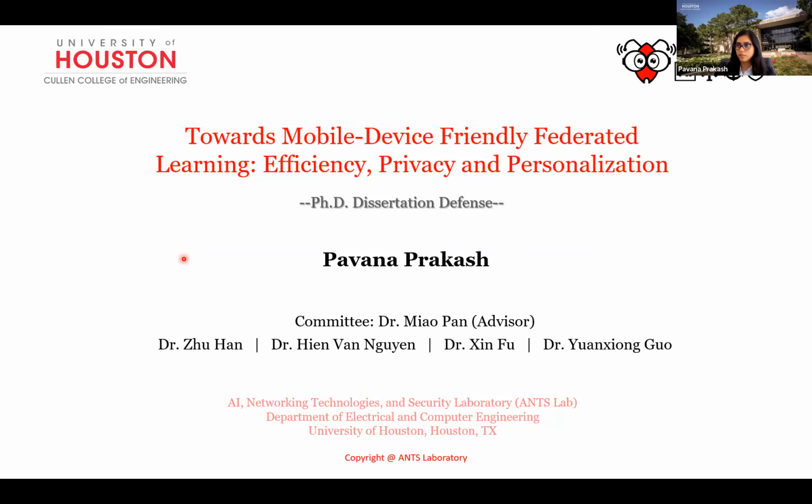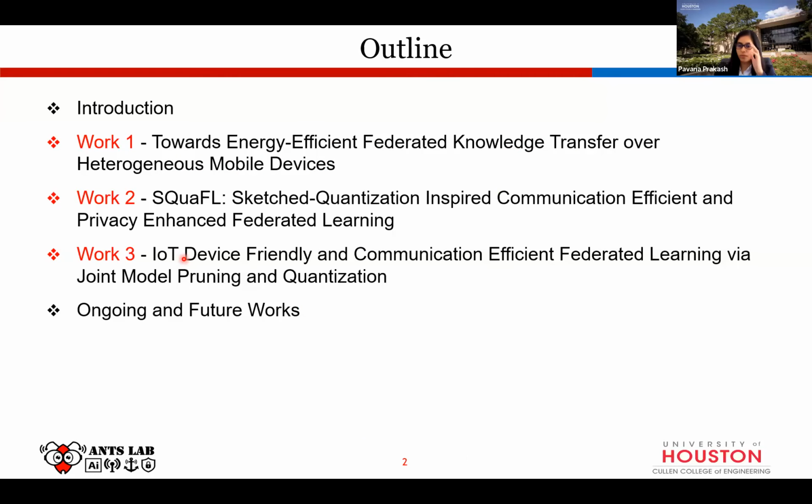So starting off, here is a brief outline of my talk today. This is the agenda. I'll first talk about some background, motivation, and introduction to my work. Then I'll talk about 3 of my primary works. One is mainly the energy efficiency knowledge transfer. Then I'll talk about one of my privacy preserving papers. Then I'll talk about one of the efficiency related papers, which talks about model compression, quantization, pruning, etc. After that, I'll talk about one of my ongoing works and one of my future works.